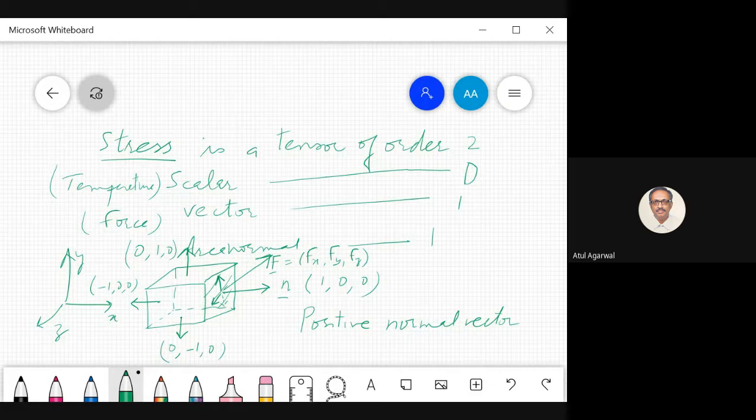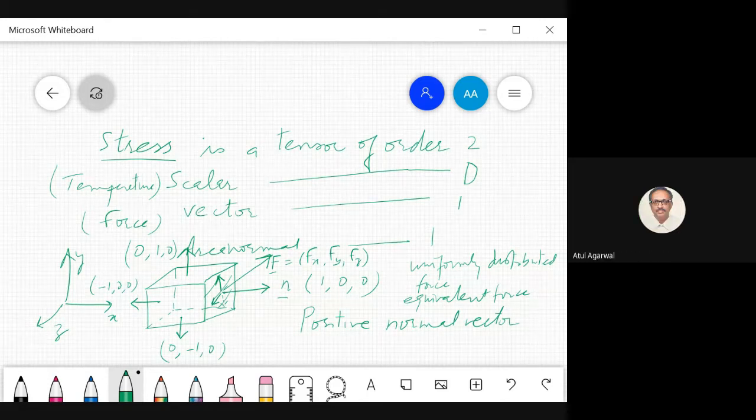Now suppose this is a uniformly distributed force on this face. I have represented the net force by F. Assume there is a uniformly distributed force, and you have found an equivalent force. So the equivalent force vector is this. It has got its three components. Any issue with this? Clear, sir.